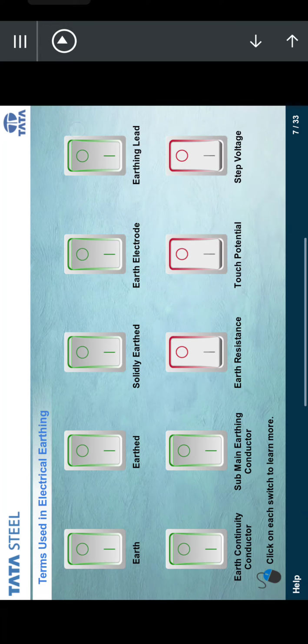Sub-main earthing conductor: a wire connected between the switchboard and the distribution board, that is, the conductor related to sub-main circuits. Earth resistance: this is the total resistance between the earth electrode and earth, in ohms.